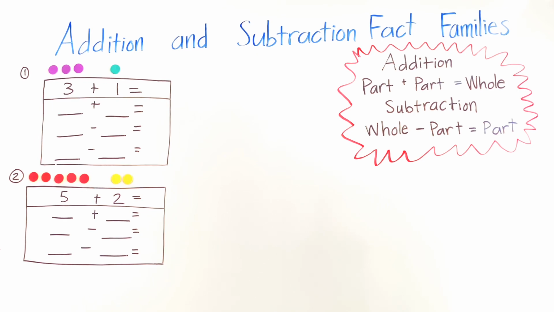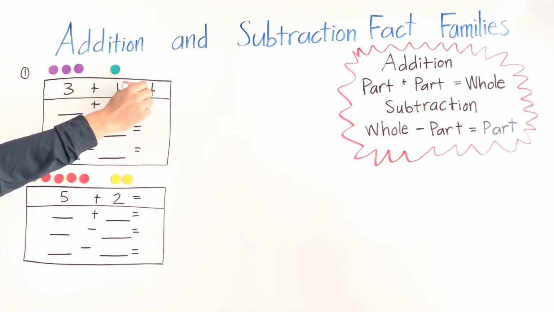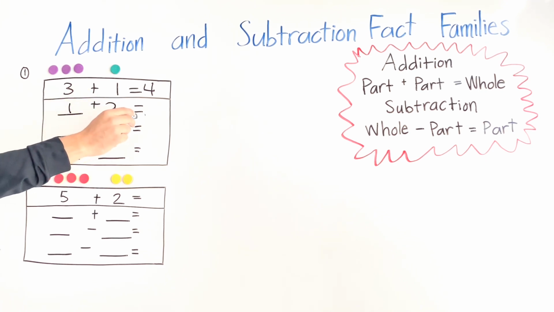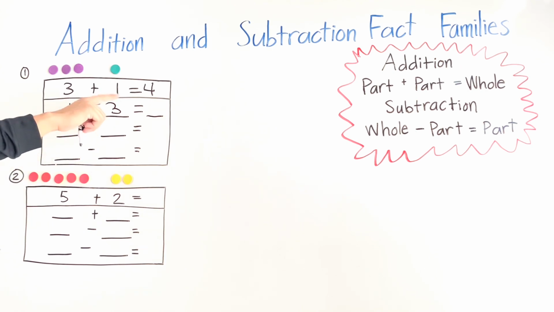Okay. For number one, we have 3. I put the 3 counters plus 1. And we know that 3 plus 1, we can count 1, 2, 3, 4. We have 4. Now, to do it a different way, there is another part, right? So instead of being 3, we put the other part, which is 1 plus 3. It's still going to give us 1, 2, 3, 4.